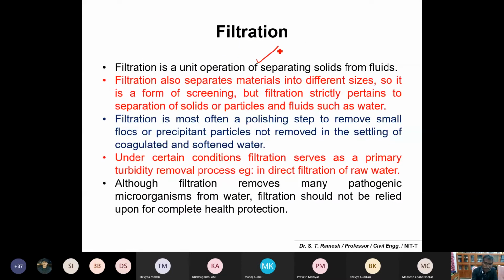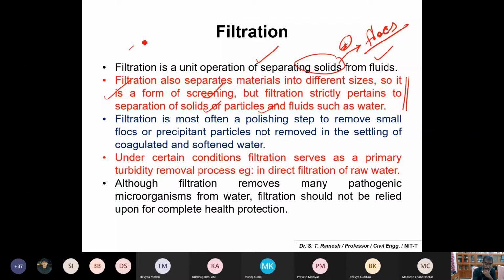So filtration is the unit operation of separating solids from fluids. Here we may not call them solids; we may call them flocs. Filtration normally separates materials into different sizes, so it is a form of screening, but filtration strictly pertains to the separation of solid particles from fluids such as water.